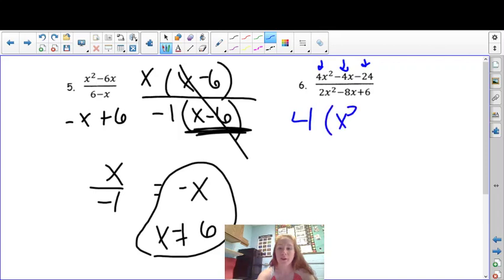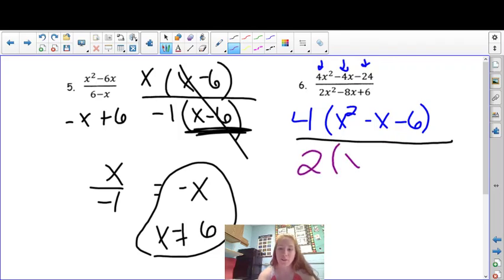So I'm left with x squared minus x minus 6. And then I ask myself, can I do that again on the denominator? I've got 2, 8, and 6. So is everything divisible by 2? Again, that answer ends up being yes. So let's divide it out.